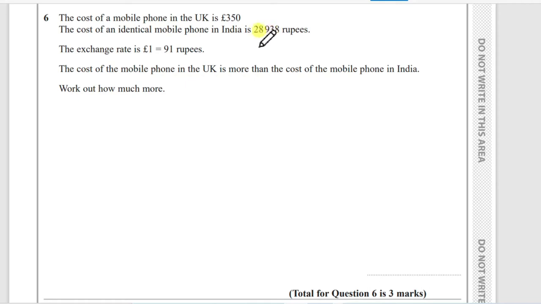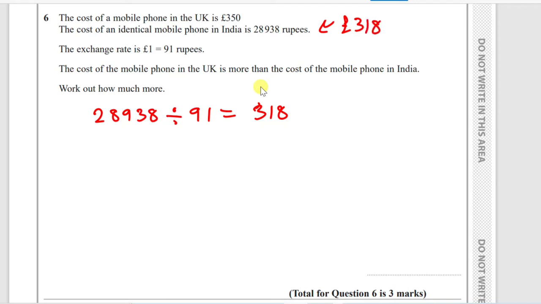So what we're going to do, take this number, 28,000 plus rupees, and then divide it by the rate, which is 91. See what that gets you. If you do that, you should get 318. So this costs £318 in India. That's how much it costs.